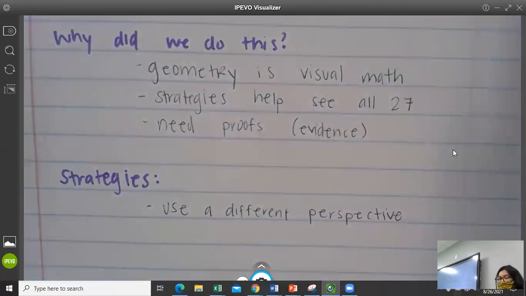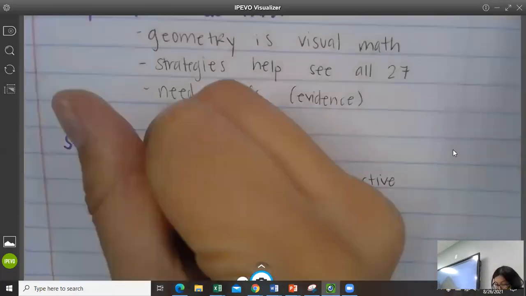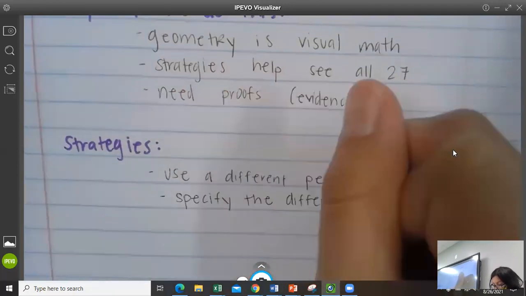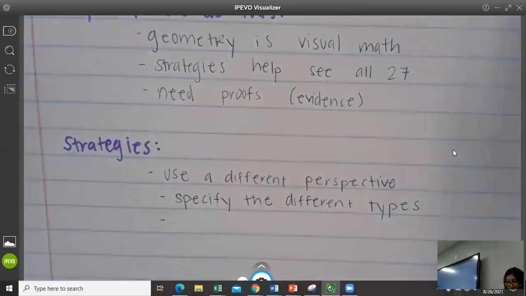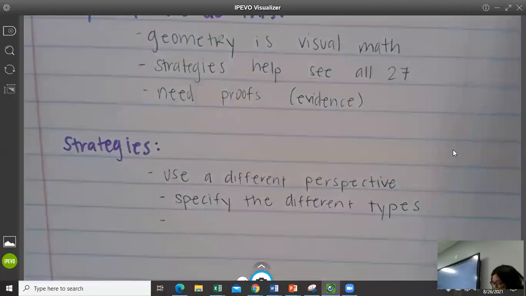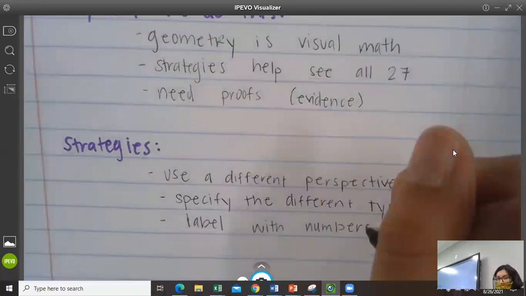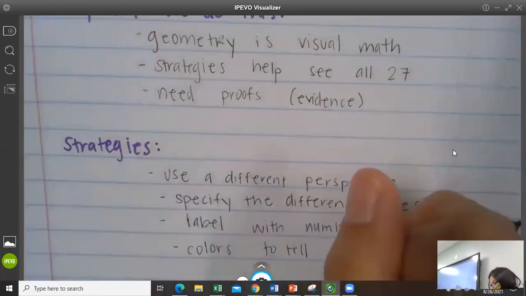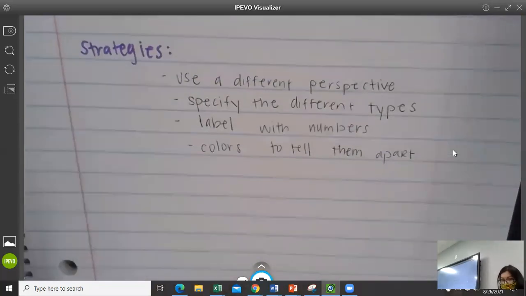Did it help anybody once we started talking about, okay, this one's 2 units, this one's 3 units? Did that help anybody be able to see more of them? Okay. When you came up here, did it help that we started labeling or we put numbers by it? Did that help anybody? When I started putting little numbers by the smaller triangles, the 1 unit triangles, okay. So label with numbers. Okay, did the colors help anyone when I started using different colors? Some of you, I can see that you're doing that now. Okay, so those were some strategies.